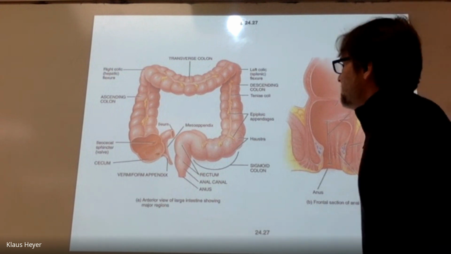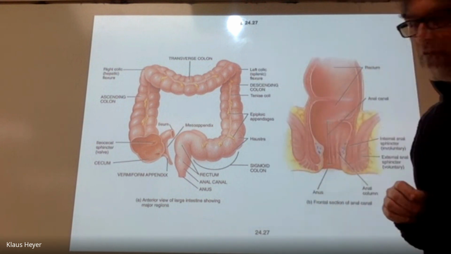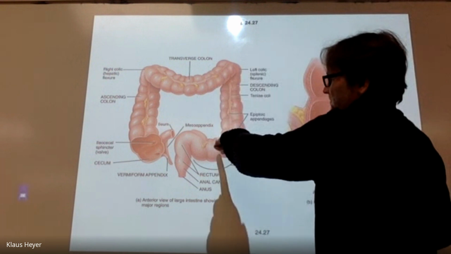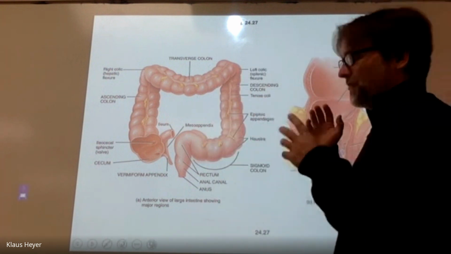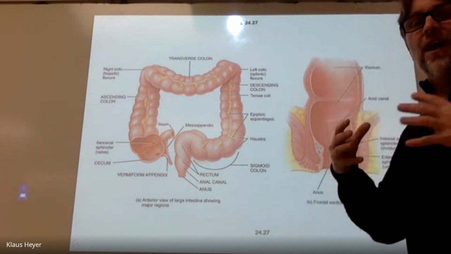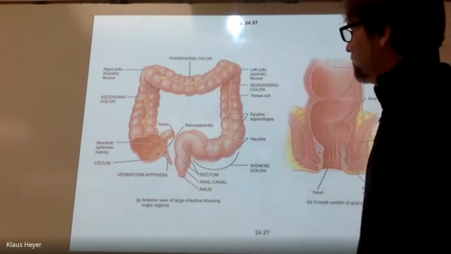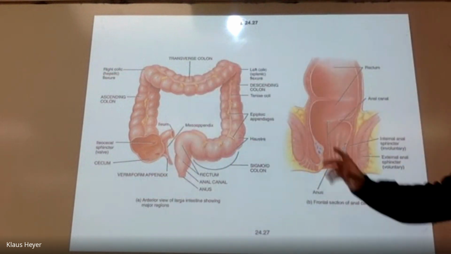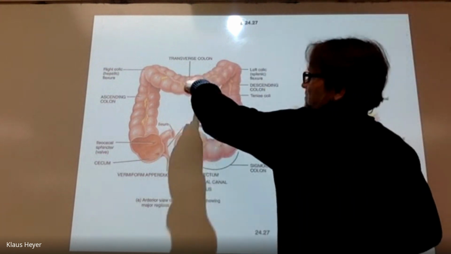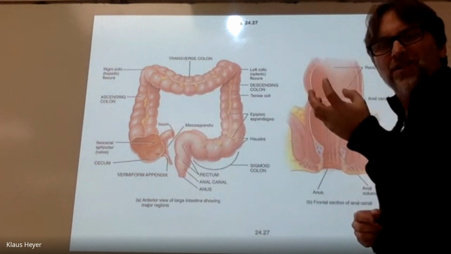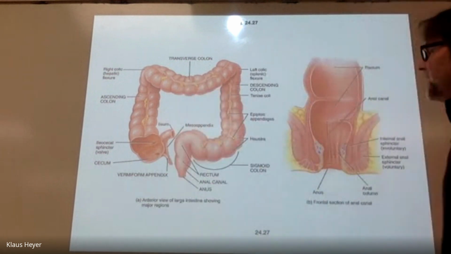There are these bands of muscle, right here in the middle, called the taenia coli. They constrict to help the chyme or the feces move through. And these taenia coli bunch up the intestine into these little pouches we call haustra. Again, that's for lab though.